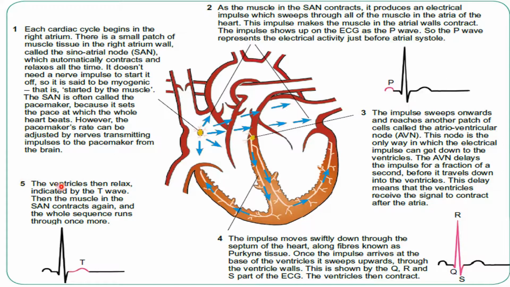Then the ventricles relax, indicated by the T wave here after the contraction. Then the muscle in the sinoatrial node contracts again and the whole sequence runs through once more. You can have a close look again at the diagram and go through the material. You can pause the video for a while and then we'll move on to the next part.